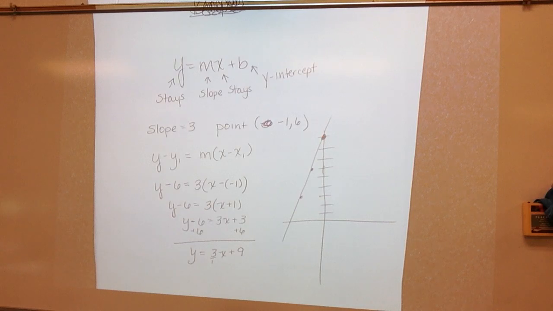Guys, that green box: general form, slope-intercept form, point-slope form. Vertical line is x is equal to a. Horizontal line, y is equal to b. All right? So if it's a vertical line, it's going to be x is equal to something. If it's a horizontal line, it's going to be y is equal to something.